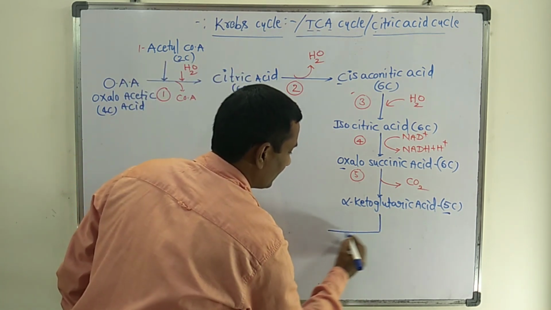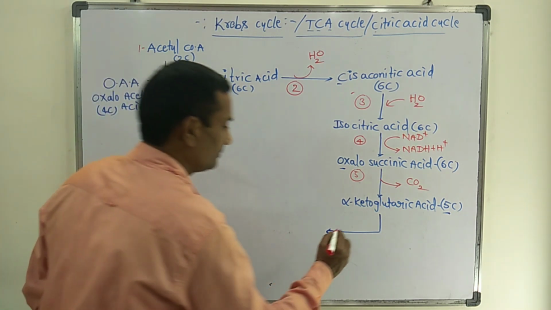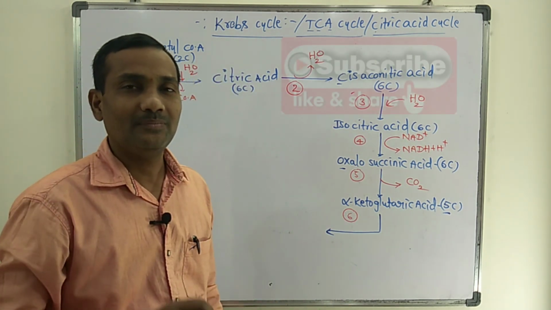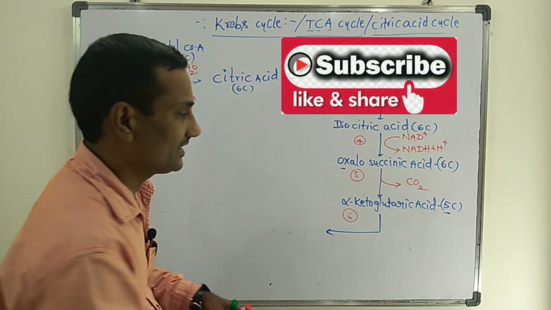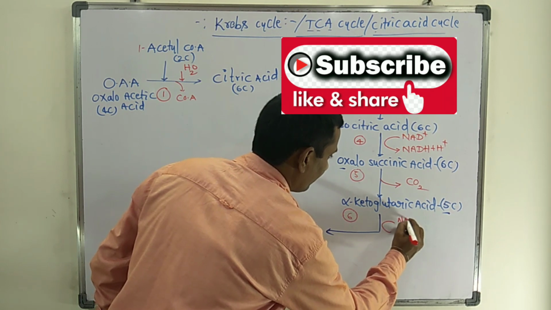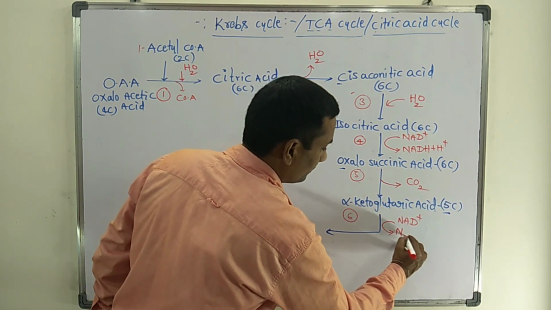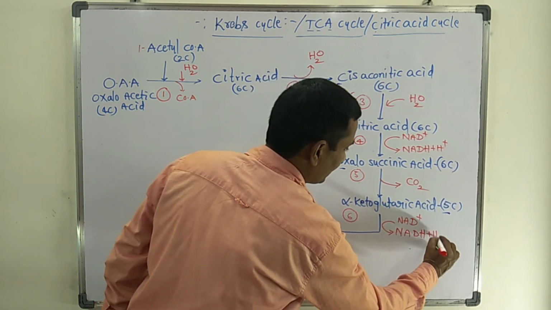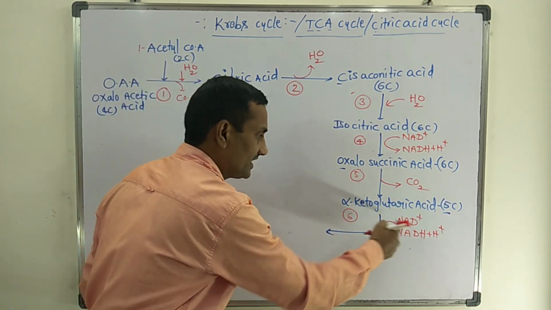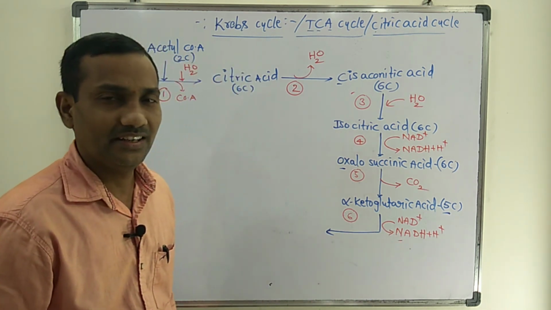Next, sixth step, two major events occur. This is the sixth step, decarboxylation and oxidation. Both are involved. Once you see NAD plus, that is reduced to NADH H plus. Main step, that is oxidation. One NAD plus is reduced to NADH.